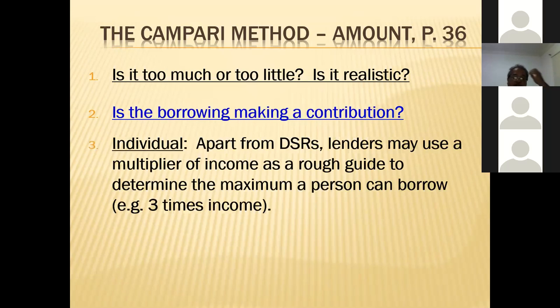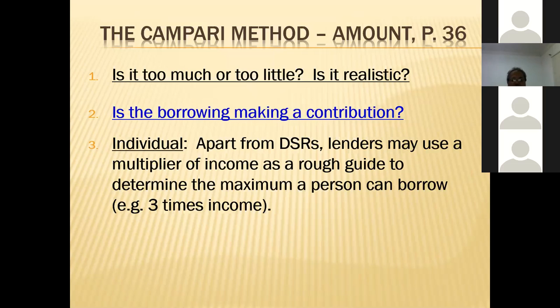Okay, the third point, with regard to individuals, apart from debt service ratios, sometimes you may find lenders will use a multiplier of income as a rough guide to determine the maximum a person can borrow. Okay, what does that mean? A multiplier of income as a rough guide to determine the maximum a person can borrow. Simply, they may say the most you can borrow is 2 times your income, or 3 times your income, or 4 times your income.